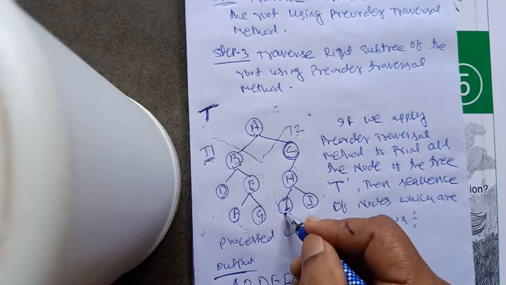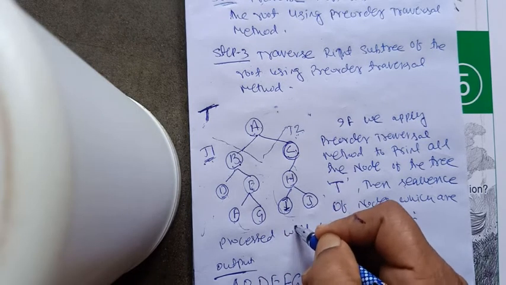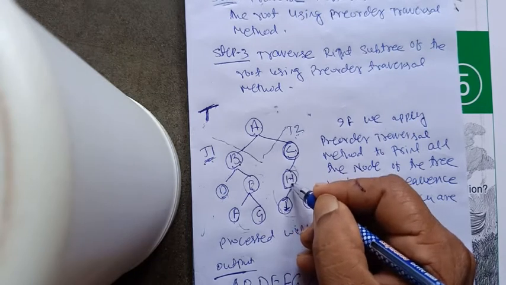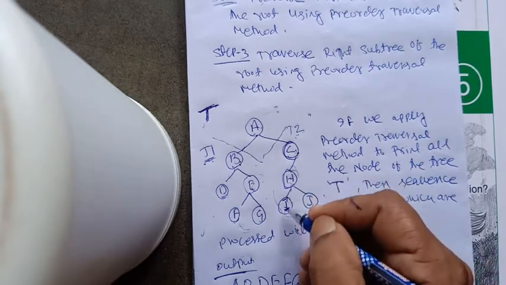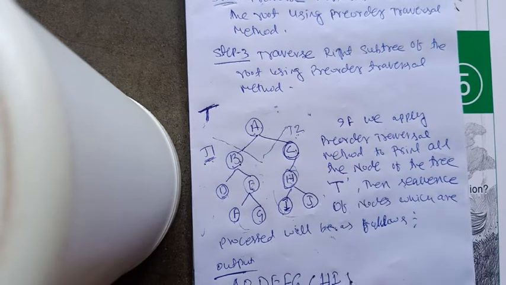Then we shall move to the left of I, which is empty, and right of I is also empty. So now the subtree whose root is H is processed and its left is also processed. Now the right of H, which is J. So J is processed. Okay.